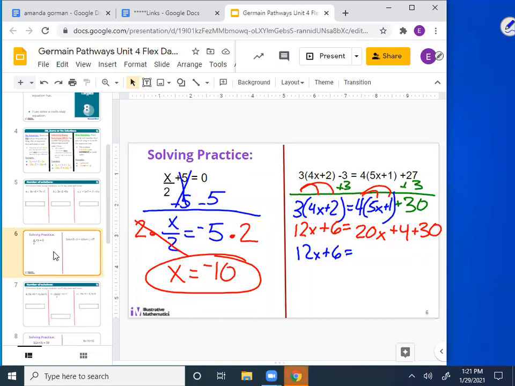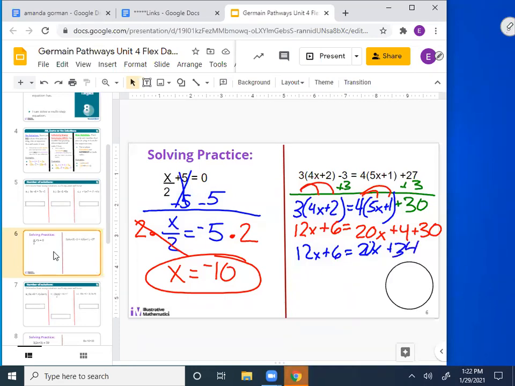What's it going to be? 20x plus 4, plus 30. Oh, can't forget about that 30. We added 3 to each side, and it didn't cancel out the 27. We added them together. 27 plus 3 is 30. So then we have that plus 30. So it's going to be 20x plus what? 20x plus 4 plus 30 is 34.